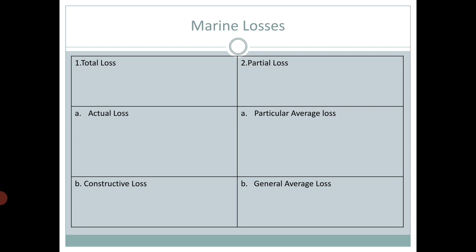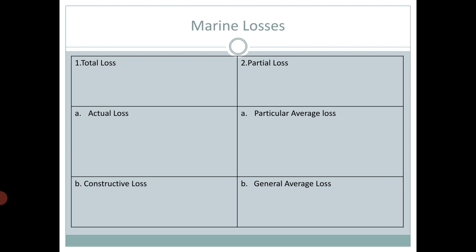Now, what is particular average loss? The partial loss of the subject matter insured caused by marine perils mentioned in the policy, and which is not a general average loss, is called particular average loss. The particular average loss should be fortuitous or accidental and not intentional. The particular average loss may be on hull or on cargo or on freight.